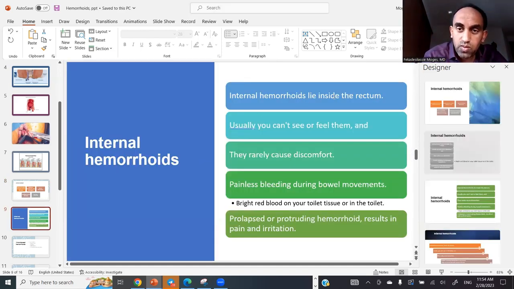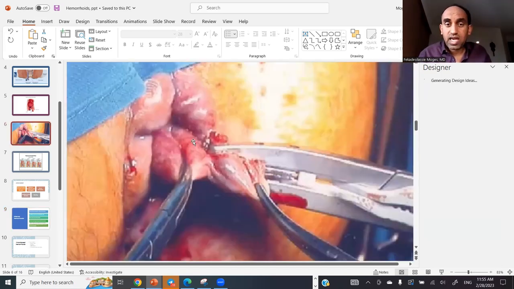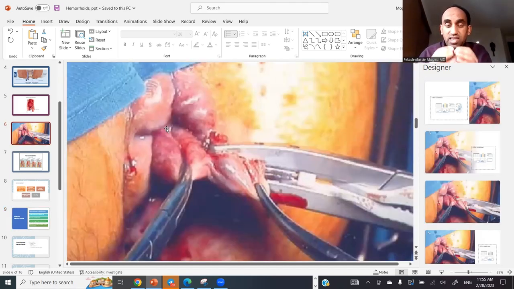Internal hemorrhoids, you know, they are inside the rectum. Usually you cannot see them. I talked about it. They rarely cause discomfort there inside. So painless bleeding during bowel movement is the commonest presenting complaint. Sometimes they may be prolapsed or protrude, like I said, and that results in pain as well as irritation. As you have seen in that previous slide, when they are protruding like this, the anal canal becomes patulous and then the continence will be affected. There will be some leak from the rectum, so that area gets irritated, and it may become infected and all that.